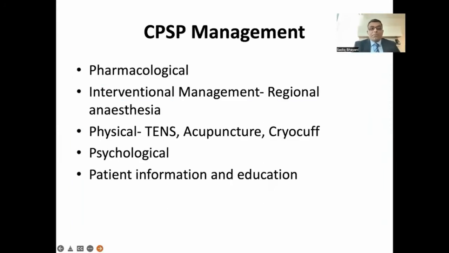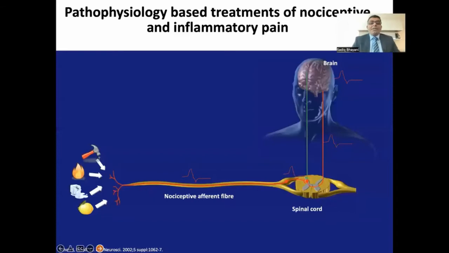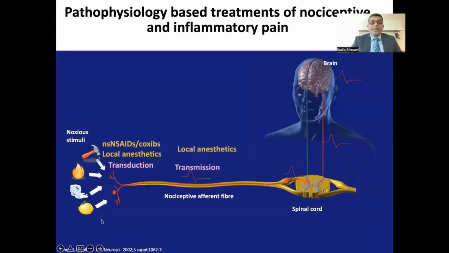Now, how do we manage chronic post-surgical pain? We'll talk about pharmacological management, interventional management in the form of regional anesthesia, and other physical modalities like TENS machine, cryocuff, and acupuncture. Psychological interventions, and patient information and education, can also help reduce the development of chronic post-surgical pain. When we talk about pharmacology, we start with the noxious stimulus, so drugs that will reduce nociceptive pain, like anti-inflammatories and nerve blocks, which reduce the noxious stimulus and also the transduction and transmission, followed by going up the pain pathways, so ascending input and descending modulation.